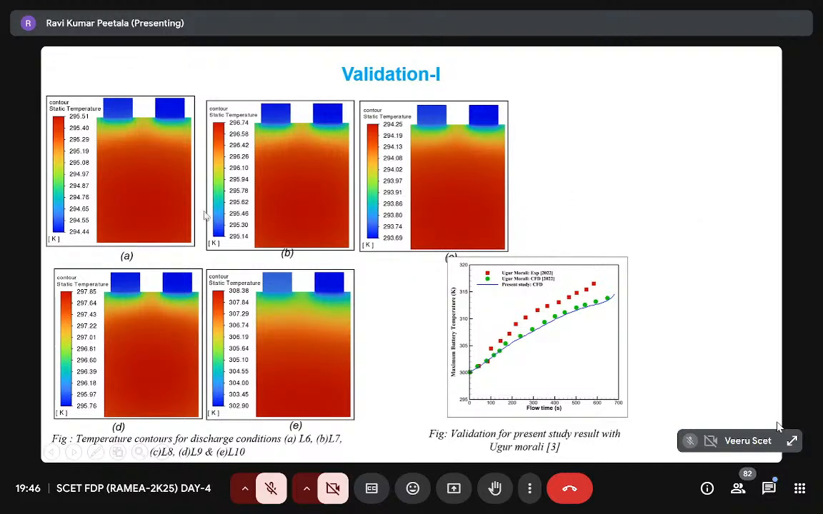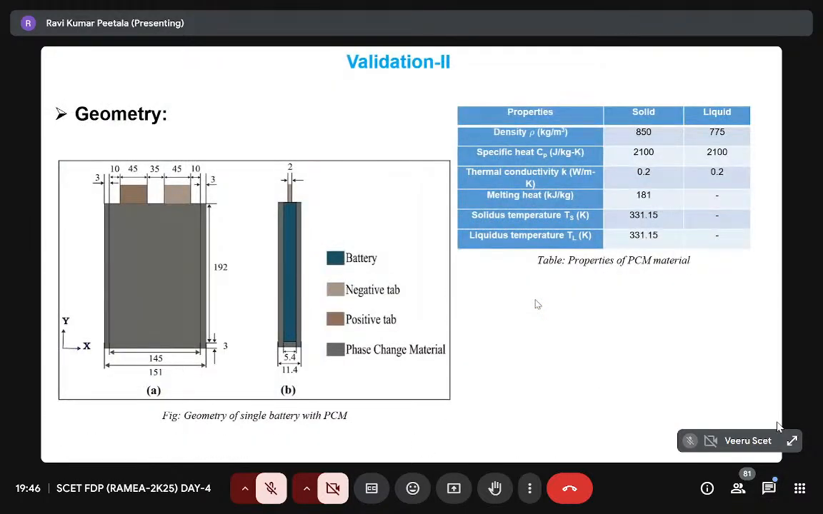So this is how the temperature is rising from 294 K, from the 1C rate to the 10C rate. These are the temperature rise at the 6C rate to the 10C rate. This figure is drawn at 600 seconds, which shows the temperature rise observed for the various discharge rates at 600 seconds. And now this is without PCM. Now I added PCM, and we see how much the temperature reduces. So that is what we did.